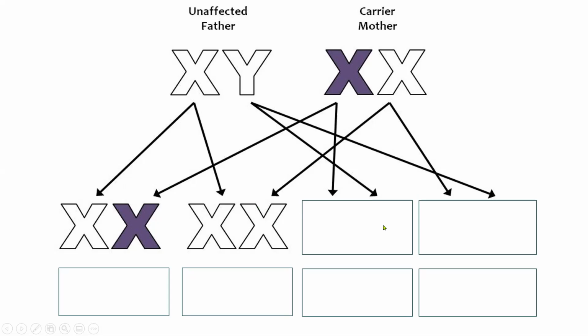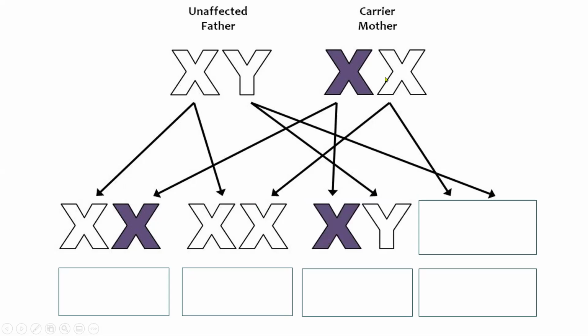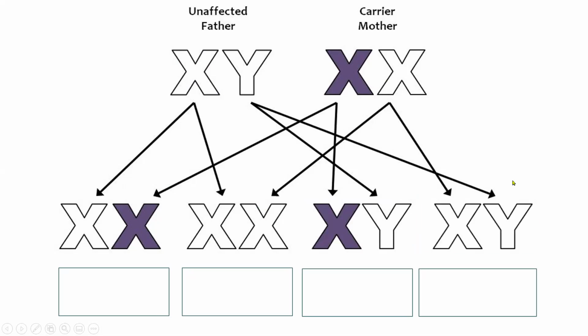Now let's look at the sons. Dad gives his Y, mom gives an X to a son. So she could either give her affected X, that purple one, or she could give her a healthy one. So in the end, we have a 50% chance of the sons inheriting the faulty X. But remember, the sons only have one X to get. So if you have that one affected X, that's the one you show. That's the one you're going to express, the one that actually makes the protein, and that's going to be the one that shows up the trait.